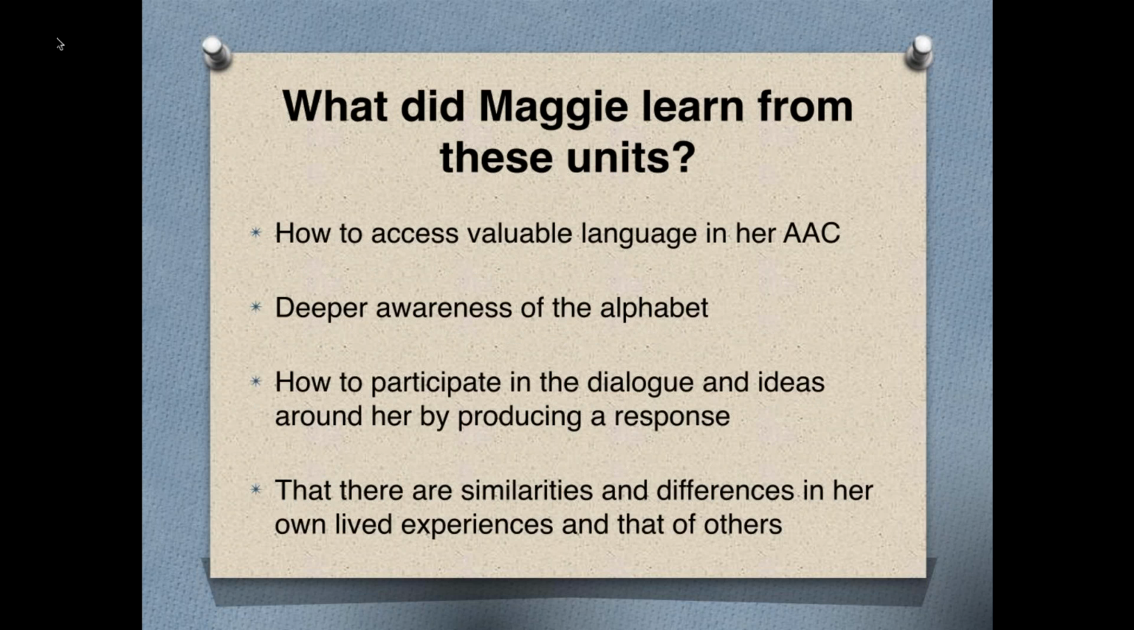The most important, it was really how to access language in her system so that she could be part of the dialogue that was happening in her classroom, seeing models of other people using her communication system. She definitely developed a deeper awareness of the alphabet. She began to produce a response for the first time that showed us that she was trying to participate in this dialogue. And I think that especially with the Ruby Bridges example, we could see that she was really learning that other people have a different lived experience from her.